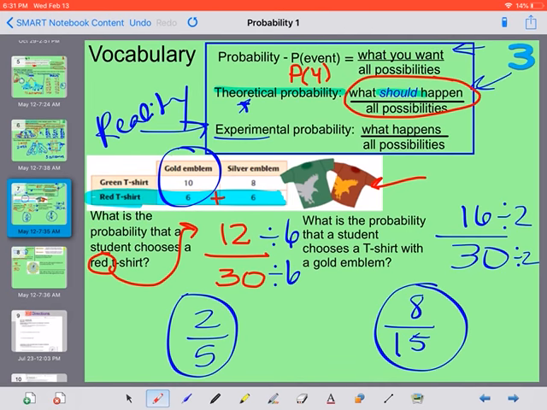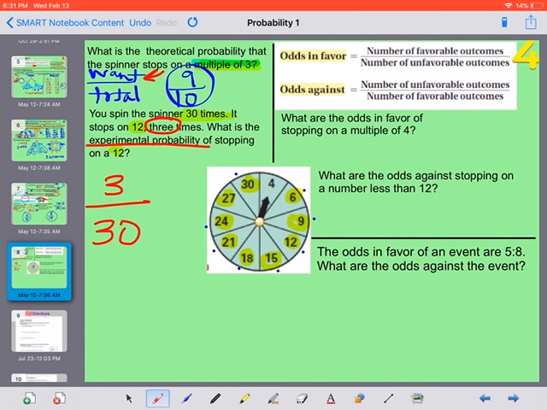If I go back here again to experimental probability, what happened out of the total? What happened was it landed on a 12 3 times. We're not putting the number 12 anywhere in here. That's just what number we landed on. 3 times is the part that we put in the top. What actually happened? It landed on 12 3 times.